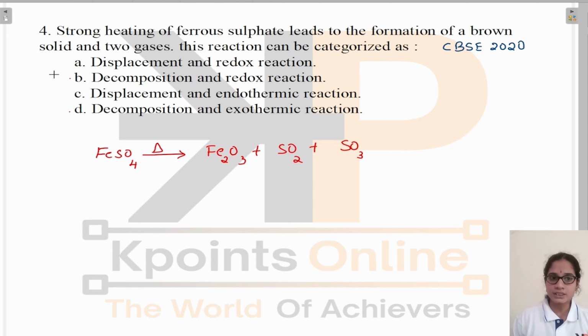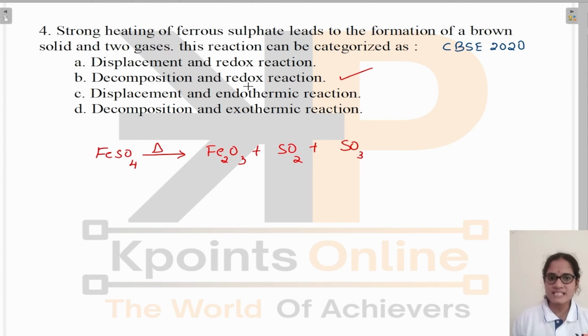So our option can be either B or D. But among these two, which is the correct option? Here it is decomposition and redox. Here it is decomposition and exothermic. This is not at all an exothermic reaction because here it is absorbing the heat. So it will be the endothermic reaction. So this option will be wrong. Then the correct option will be B.